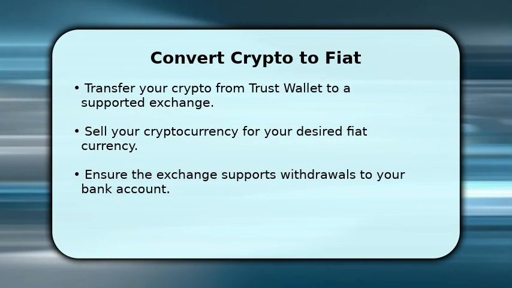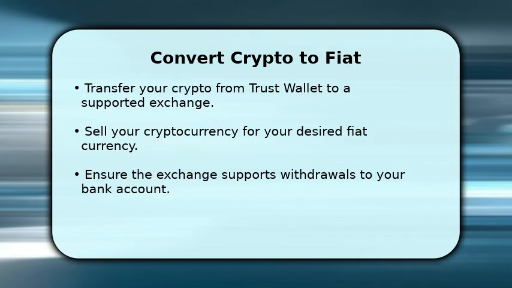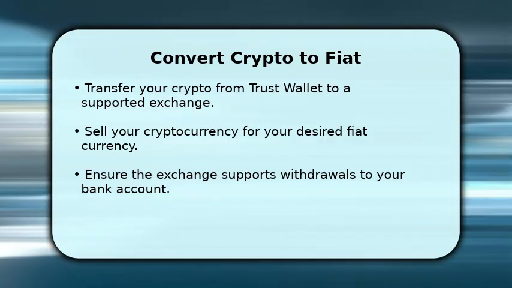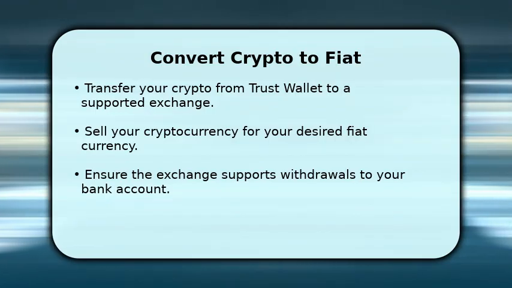Once your crypto is in Trust Wallet, the next step is to move it to an exchange that allows you to sell it for fiat currency. Popular exchanges often support a wide range of cryptocurrencies and offer various fiat withdrawal options. After transferring your assets, you'll execute a sell order. Make sure the exchange you choose has a clear process for withdrawing funds directly to your bank account, which is crucial for the next step.